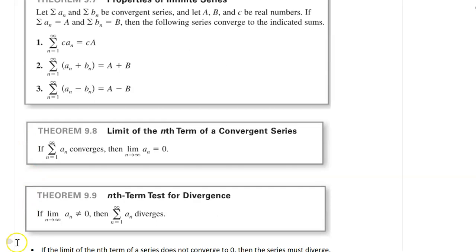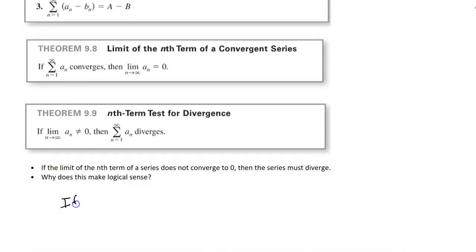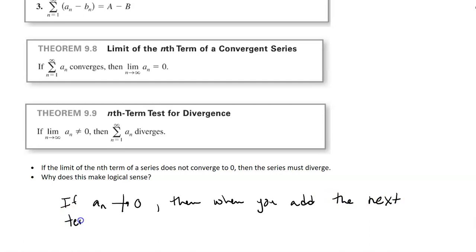Okay? If the limit of the nth term of a series does not converge to 0, then the series must diverge. It makes logical sense because if a sub n does not converge to 0, then when you add the next term, your sum keeps changing. It could either get bigger or smaller. So the whole sum can't converge.